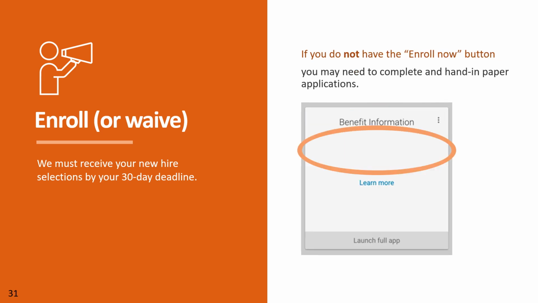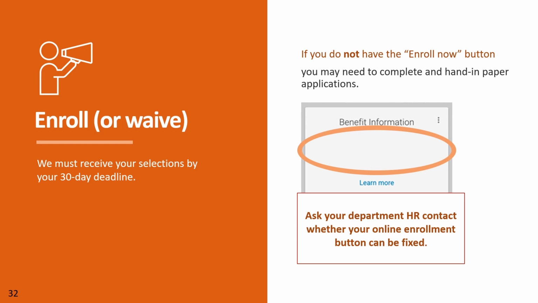If you have the Benefit Information tile, but you don't see the Enroll Now button, that may indicate that you need to complete and hand in paper applications rather than enrolling or waiving online. If you find you're missing the Enroll Now button, ask your department HR contact to see whether your online enrollment button can be fixed or whether you'll need to turn in paper applications.